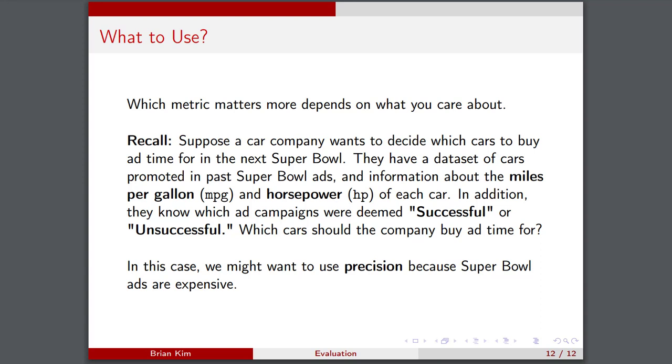That's why it might make sense to use precision. In other cases, recall might make more sense. For example, for something like a very deadly disease, it might make sense to prioritize recall because you really want to save people's lives. And a lot of money spent might not necessarily matter as much as saving as many lives as you can.